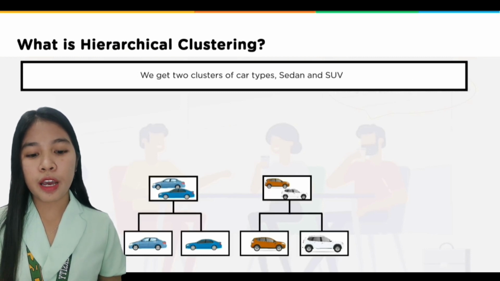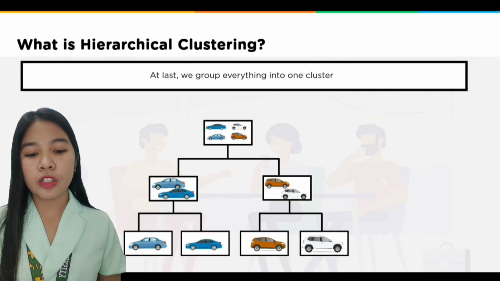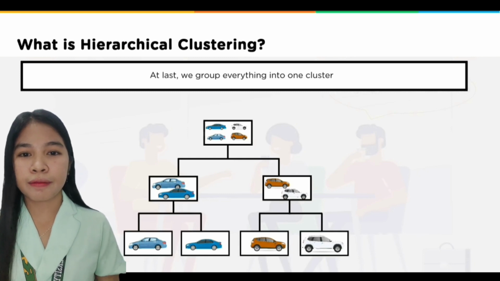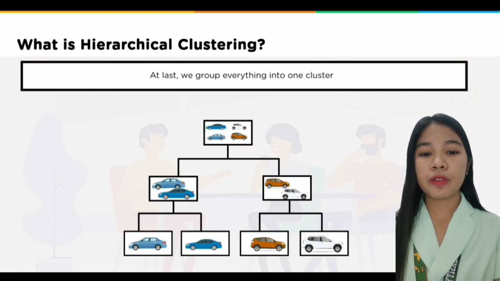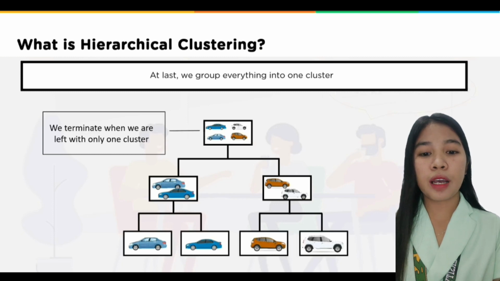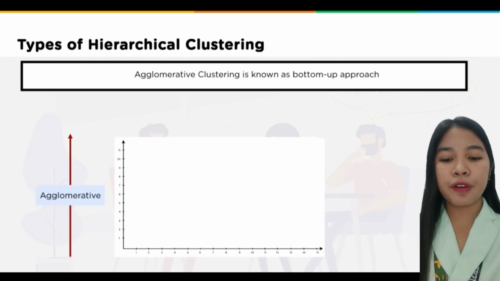So below, we have a set of cars, and we get two clusters of cars, which are sedan and SUV. And last, we can group everything into one cluster, so we just have cars. This is very common; we see this in hierarchical clustering, this is what comes out of it. So we terminate when we are left with only one cluster. As you can see, we bring them all together, we have one cluster, and we can't bring them together any further because they're all together.